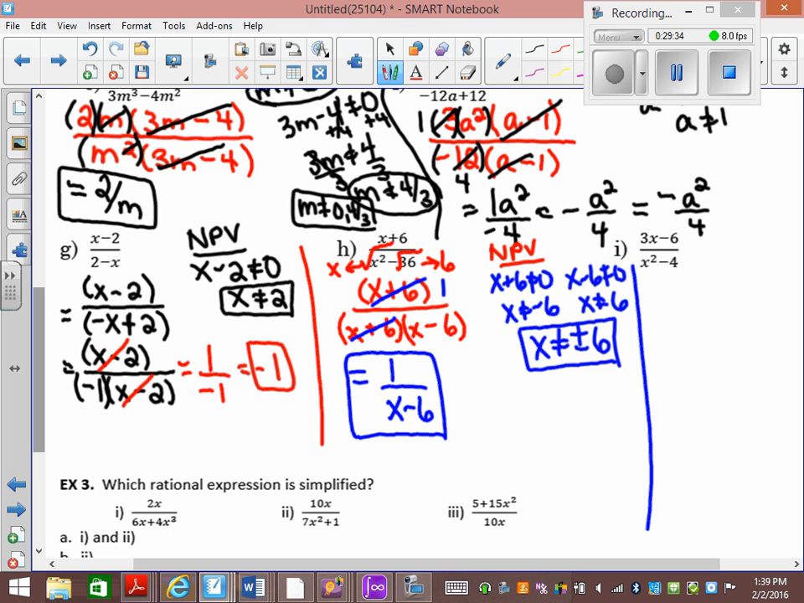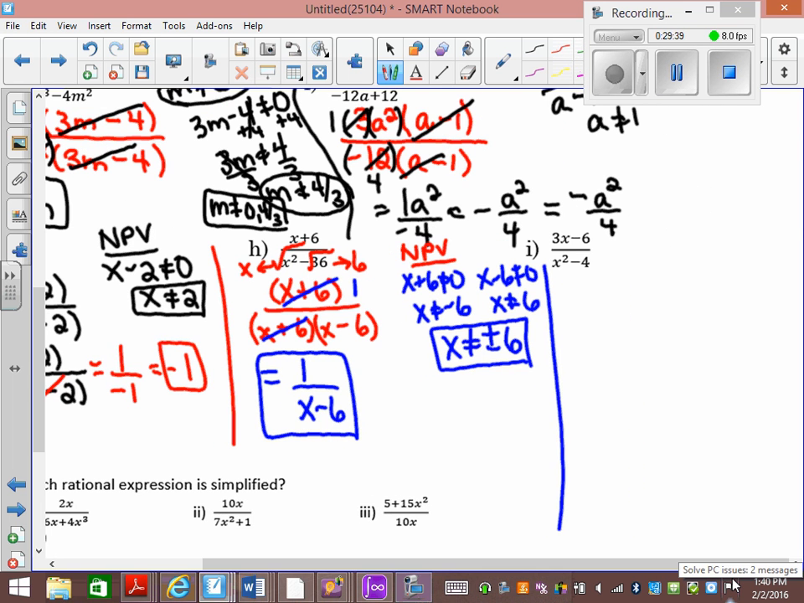You try I. At the top, you have to remember you can take out a 3. You're left with x minus 2. The bottom is a difference of squares. X squared is x. 4 is 2. So I'm going to get x in the front, 2 in the back, plus, minus. So I get x plus 2, x minus 2.